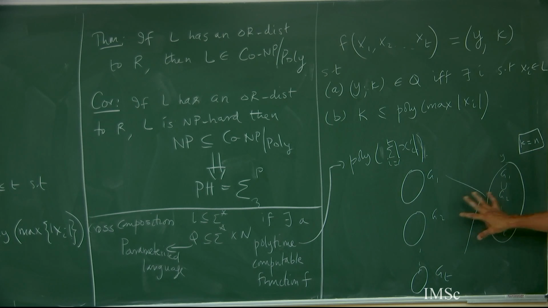Now, this is an equivalent instance because this disjoint union has a path of length n, where n is the number of vertices in each of these graphs, if and only if any one of these has a Hamiltonian path, right. So this is like a cross composition. So now you know what next should be, right.